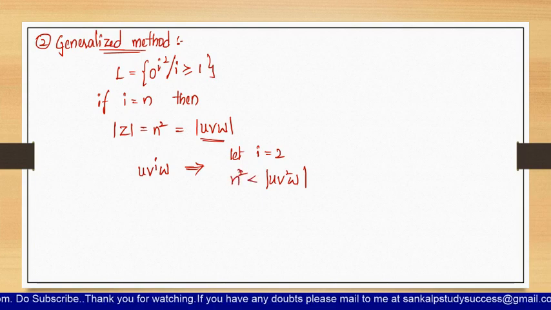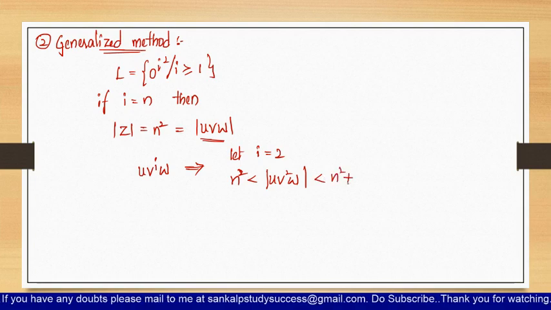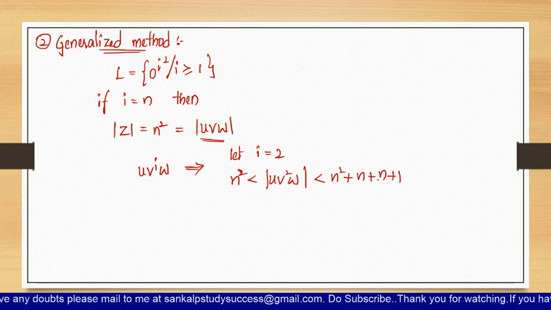So here, this value is surely greater than n square, because n square is less than u, v square, w, because we are adding one more variable, that is v, to u, v, and w. So let us consider that this is less than n square plus n plus 1, because we are going to add something to n square in order to get u, v square, w, correct?